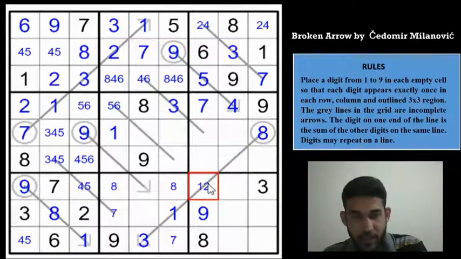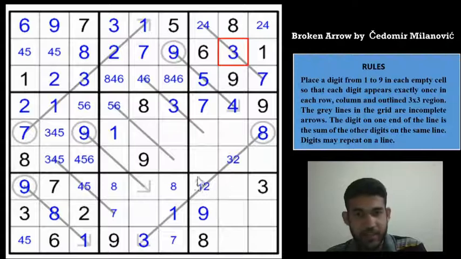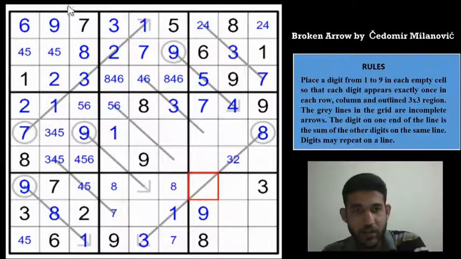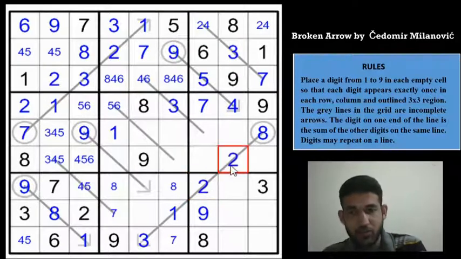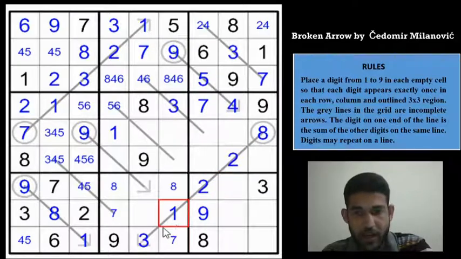And if you have the 1 here, this will be a 3, and if you have the 2 here, this will be a 2. But we know that 3 is not going to be there, right? So which means that this cell cannot be a 1. So this would have to be a 2 and this would have to be a 2. Digits may repeat along an arrow. There is no restriction as far as the rules are concerned.